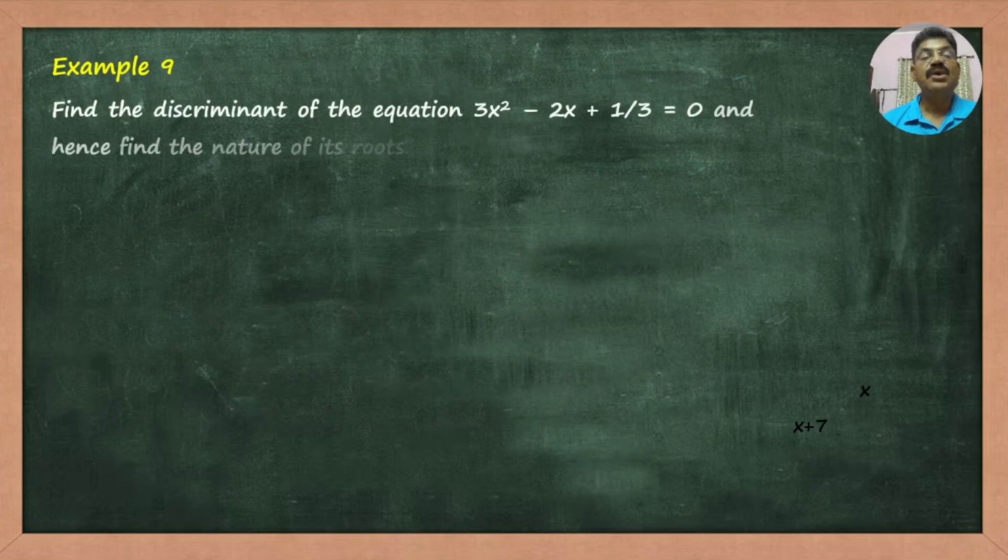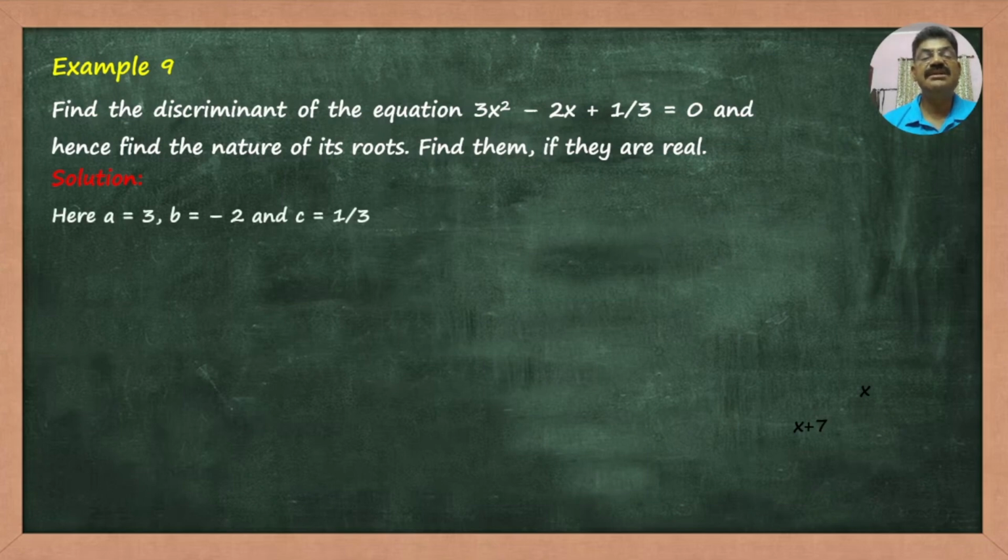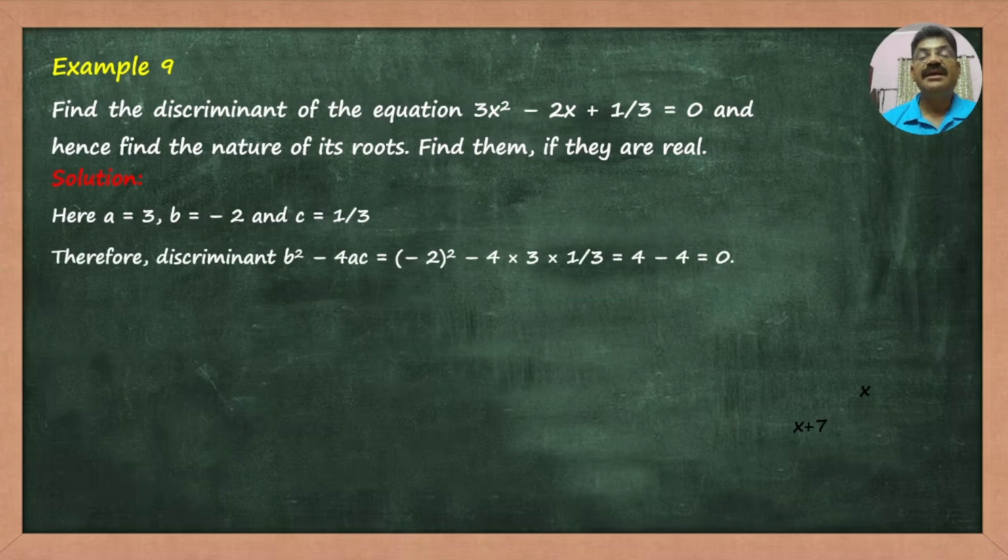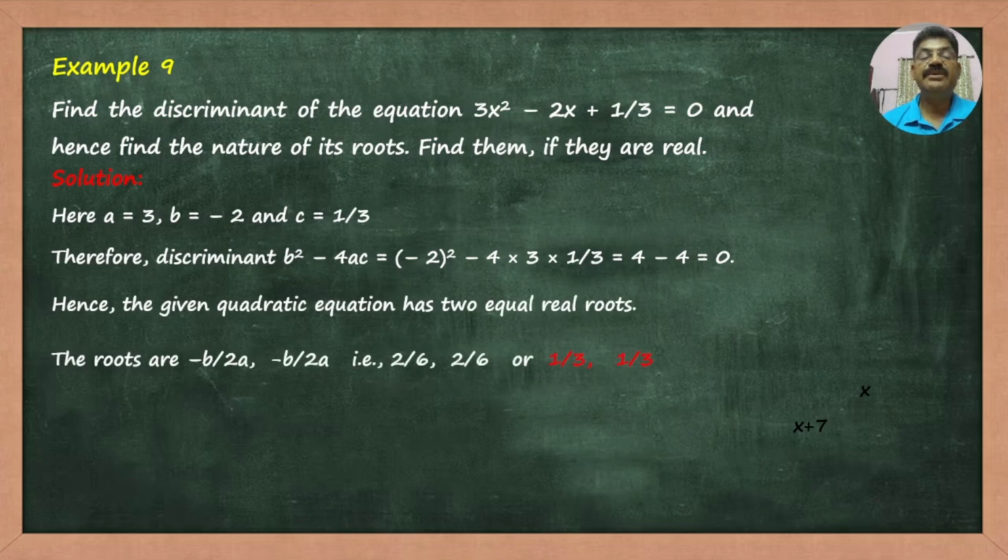Next example. Find the discriminant of the equation 3x² − 2x + 1/3 = 0 and hence find the nature of its roots. Find them if they are real. Solution. Compare the given equation with the standard form, then you get a = 3, b = −2 and c = 1/3. Therefore, discriminant b² − 4ac is equal to 0 here. Therefore, the given quadratic equation has two equal real roots and they are −b/2a, −b/2a. When you substitute the values, you get they are 1/3, 1/3.